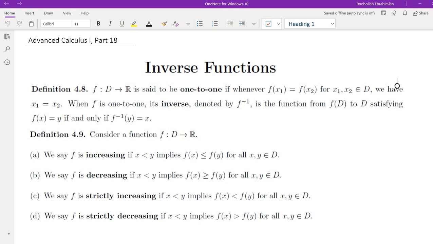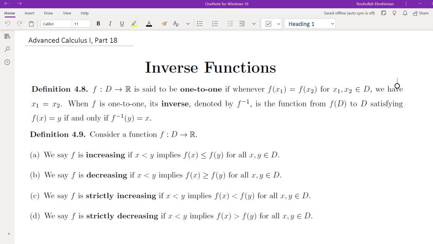We say a function is one-to-one if whenever f of x1 is equal to f of x2, then x1 and x2 are the same. Second, the definition of inverse function. These two definitions really do not have anything to do with calculus. They are definitions that you have seen in pre-calculus and more specifically in an introduction to proof class.